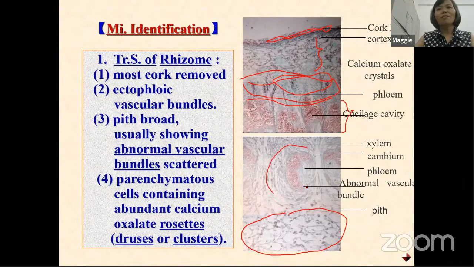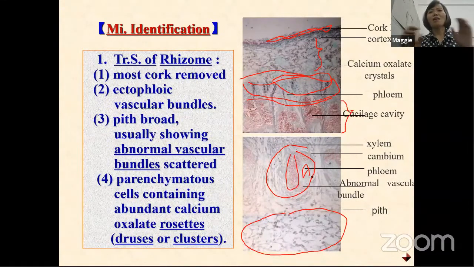Here are some abnormal vascular bundles, with phloem and xylem. So these are abnormal vascular bundles in the pith. Pith usually shows abnormal vascular bundles scattered, and the parenchymal cells contain abundant calcium oxalate clusters. So these are microscopic characters.